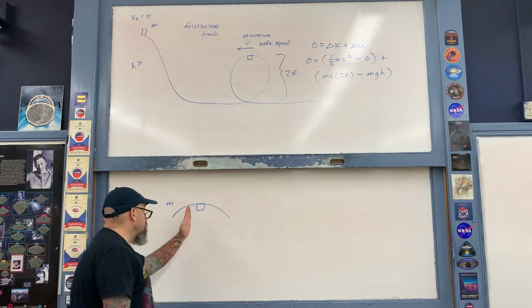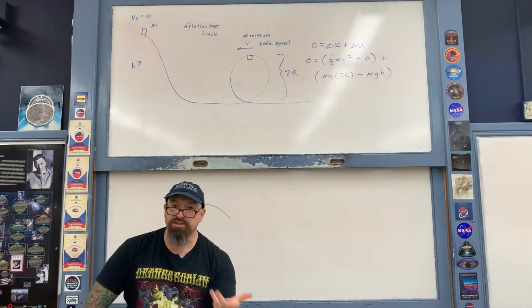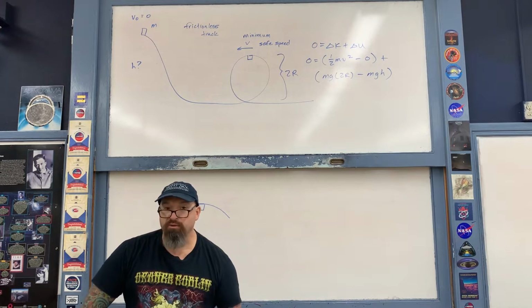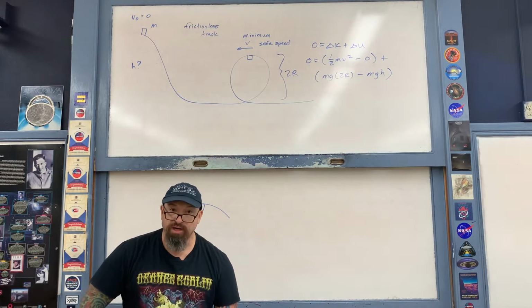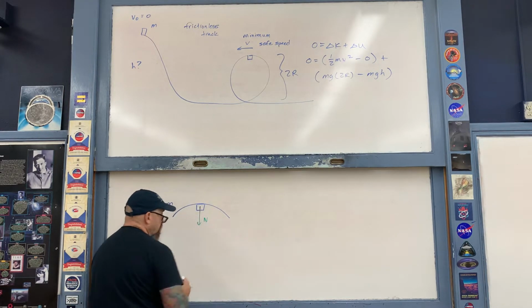From its own inertia, the cart pushes against the track like so. Think of that in terms of the centrifugal force from the non-inertial reference frame. However, from Newton's third law, the track pushes back. So in other words, right here in this direction like so, we have the normal force.